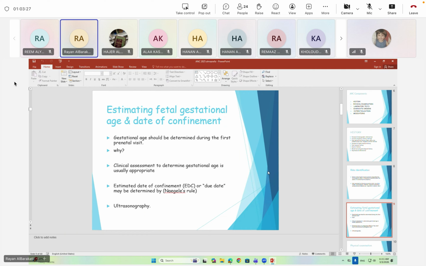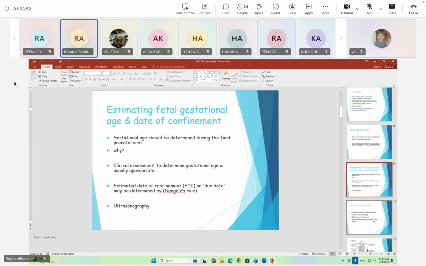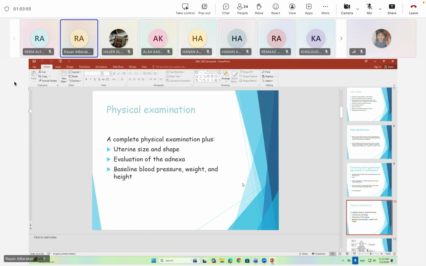We ensure that we take the first date of that last menstrual period, not the last day or when she finished, and she should have a regular cycle, and she was away from contraceptives, oral or hormonal contraceptives, for more than 3 months. If we have any doubt, we can confirm with ultrasound, especially in the first trimester.